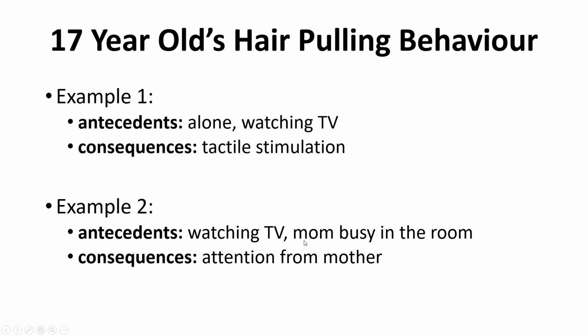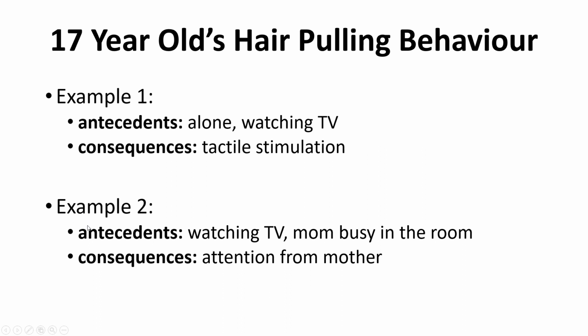A slightly different scenario, we can look at a 17-year-old who pulls their hair. And so in this situation, for example 1, the antecedent, the situation that they're in, is that they're alone and watching TV. So they sit there and they're pulling their hair. And the consequence, they might not be getting attention or anything like that, but the consequence might be as simple as tactile stimulation. So that's an automatic rather than social kind of reinforcement.